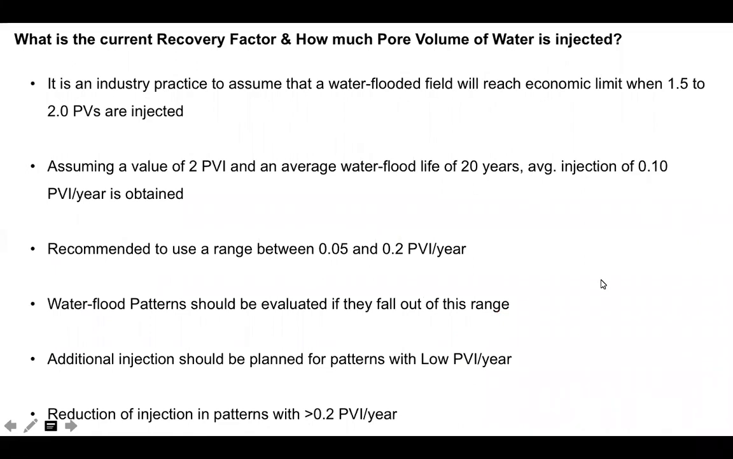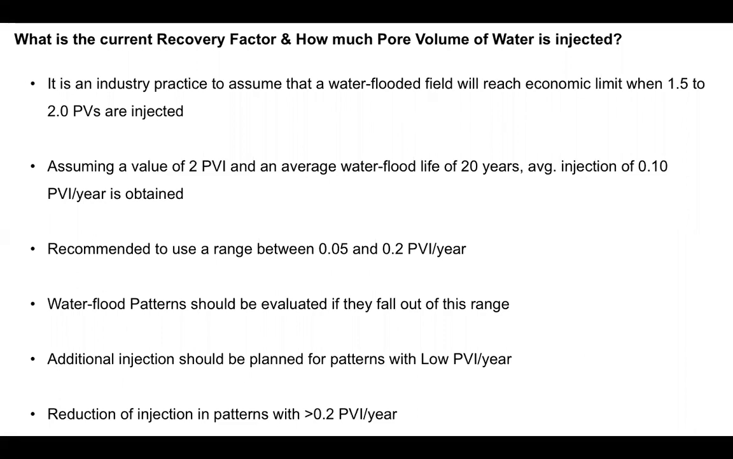Okay, a little more on pore volume of water injected. It's an industry practice to assume that a water flooded field will reach its economic limit when 1.5 to 2 pore volumes of water are injected. Assuming a value of 2 PVI in the life of the field, and assuming the life of a water flood is around 20 years, an average injection of around 0.1 pore volume per year should be obtained in the field.